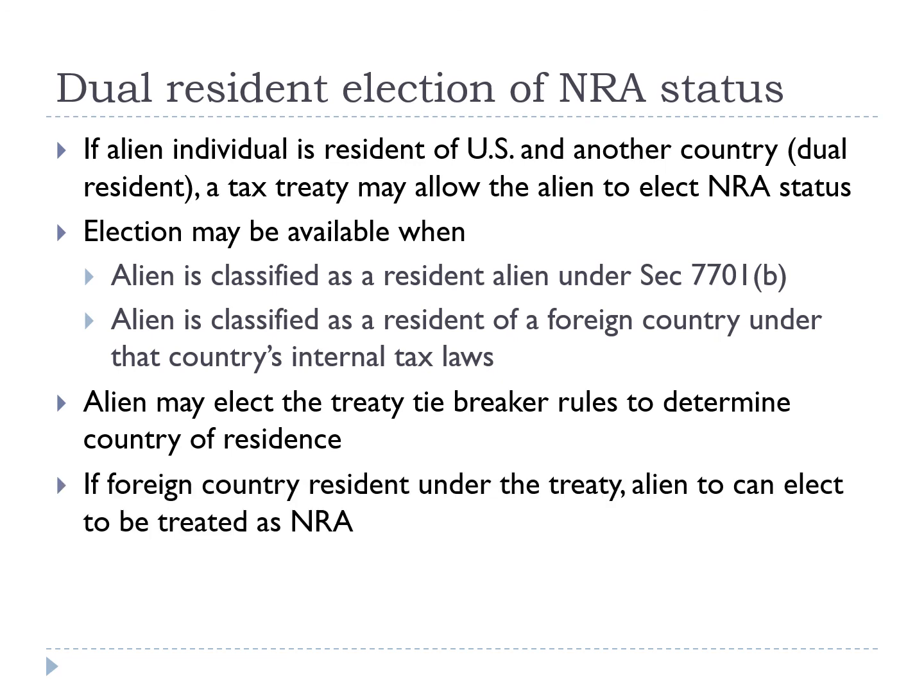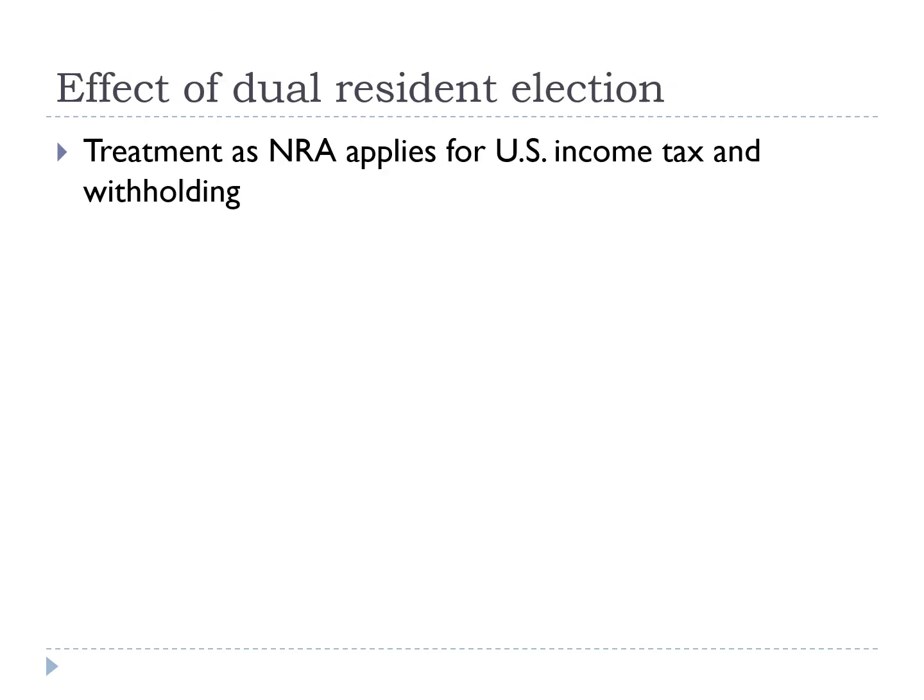If the alien claims the benefits of the treaty, and if, based on the tiebreaker rules, the alien individual is determined to be a resident of the other country, then the person will be considered a non-resident alien under Section 7701(b). The tiebreaker rules involve an analysis of the location of the person's permanent home, vital interests, or nationality. Treatment as a non-resident alien applies only for determining the person's U.S. income tax and withholding.